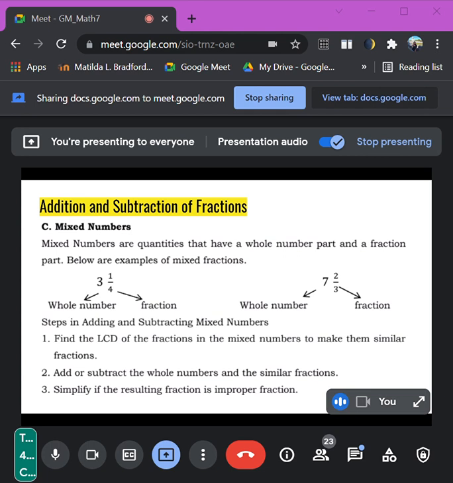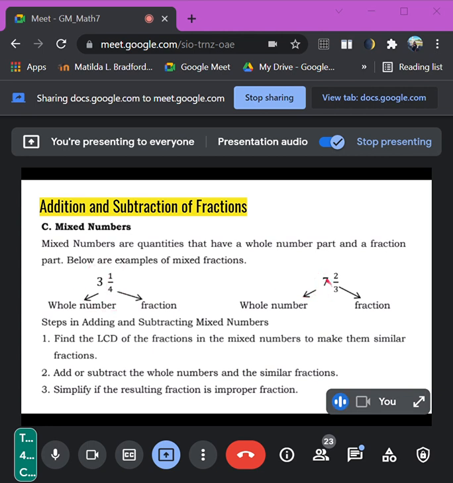So what are mixed numbers, class? A whole number, very good, and a fraction. So mixed numbers are quantities that have a whole number part and a fraction part. Below are some examples. You have 3 and 1/4. We have a whole number 3 and a fraction 1/4. That is called a mixed number.